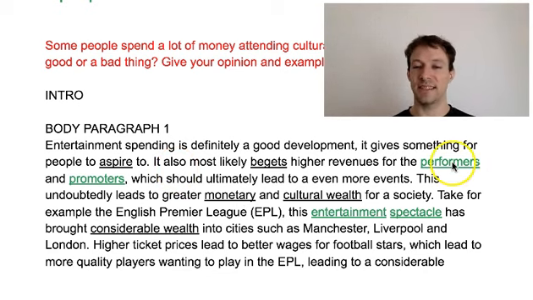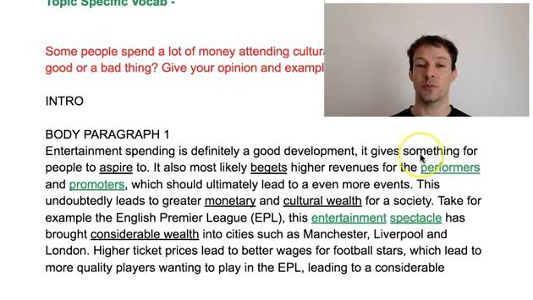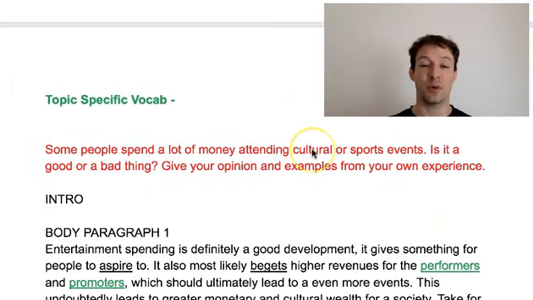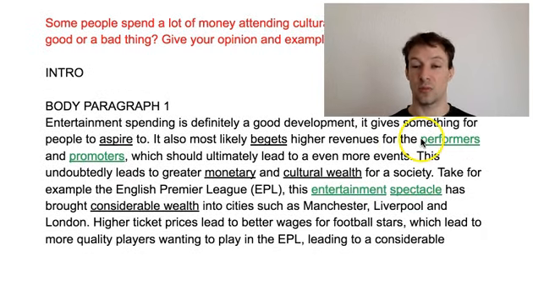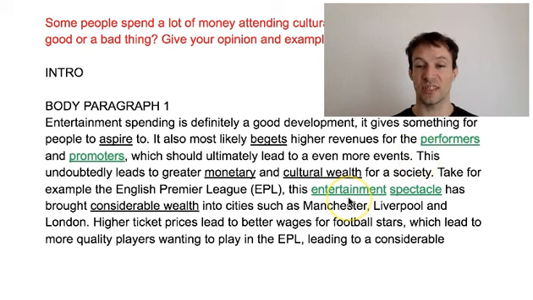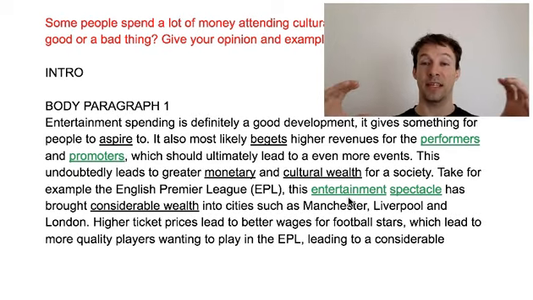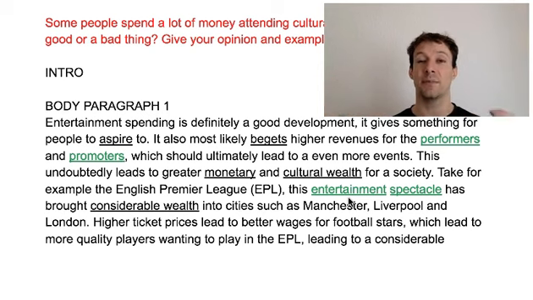So you can see we've got performers, promoters. Well, the questions about sports events, spending money, that's roughly the idea, okay? So performers, promoters, entertainment, spectacle. Not only was that an example of topic-specific vocabulary, it's also a collocation. Collocation helps your language sound more natural, and you're less likely to make a mistake using a collocation because they come together, so you can't really mess it up.